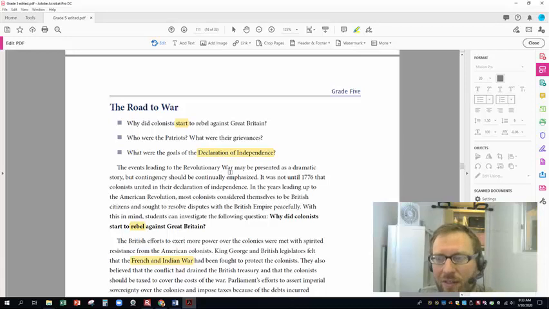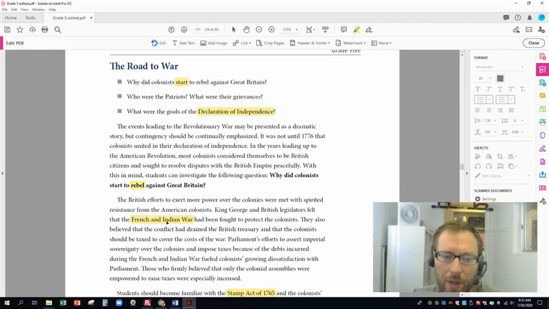One thing I want to stress is hammering home that the Declaration of Independence and the Constitution are two separate documents separated by 10 years. And I think that's really important to stress. So it gets into why rebel?